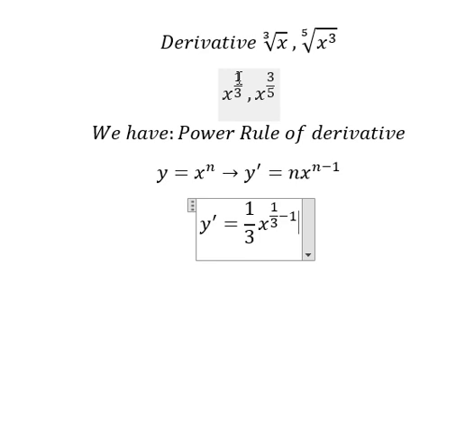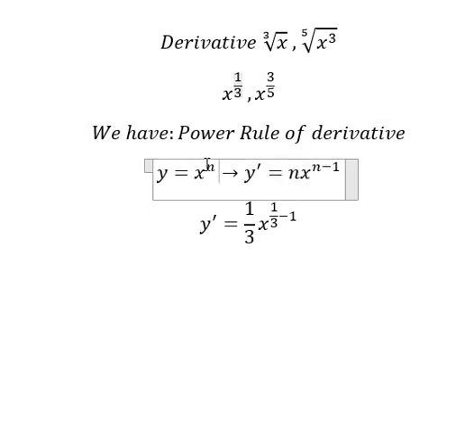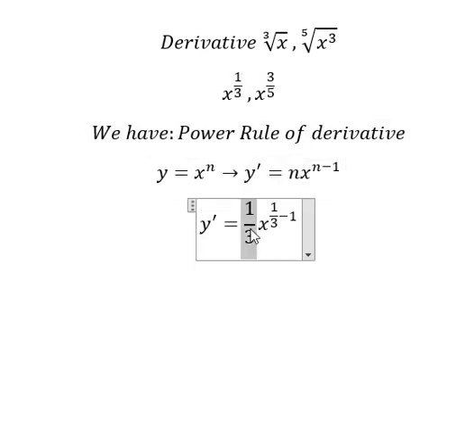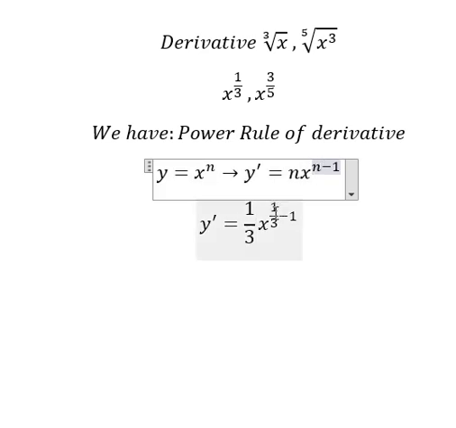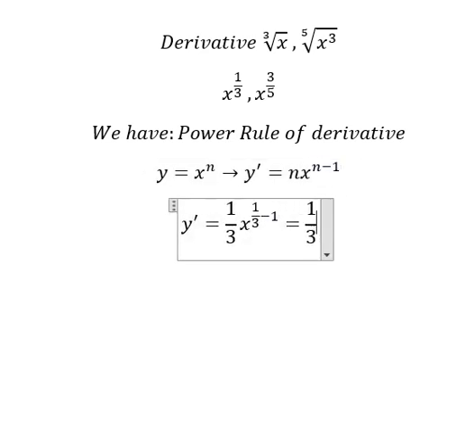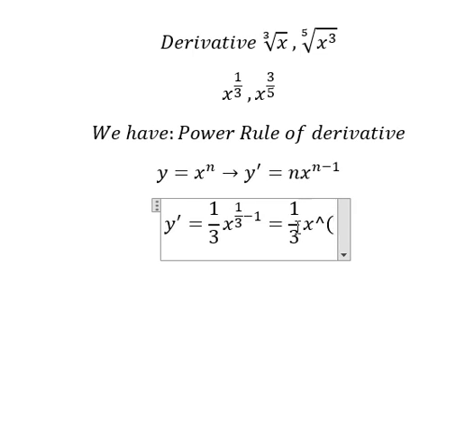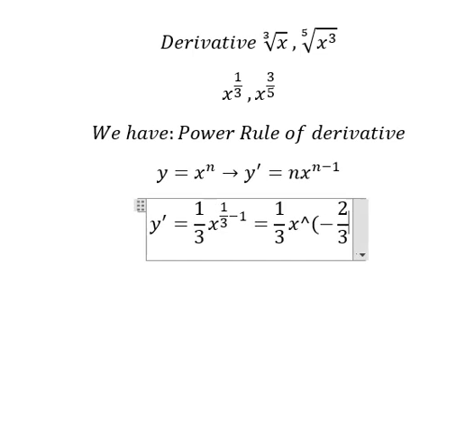So we put 1 over 3 for n. That's why we change n into 1 over 3. Now we simplify, and we have 1 over 3 minus 1, which is negative 2 over 3.